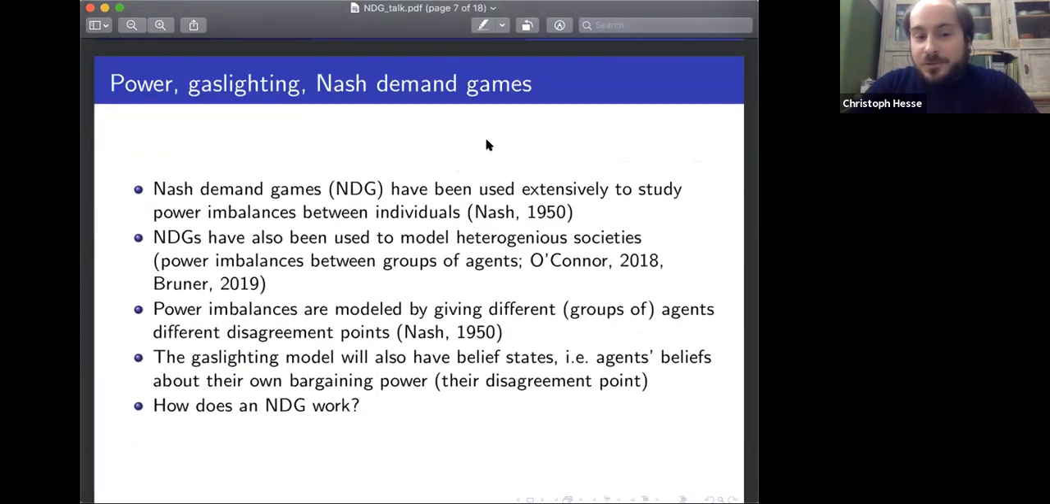And then obviously, for those of you who were here yesterday, I can go over this quickly. Over the years there have been many different kinds of Nash demand games developed. Originally, they were only trying to model power imbalances between individuals. There's also multi-agent Nash demand games where you have power imbalances between groups of agents. And just to recap, the way you capture power imbalances in these Nash demand games is by giving different agents or different groups of agents different disagreement points.